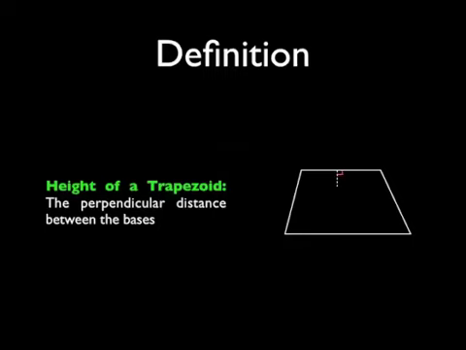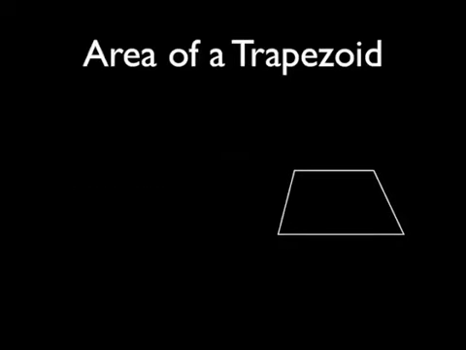Because parallel lines do not intersect, the distance between them is constant. So that makes this the perfect distance to use as the height of the trapezoid. Knowing that, let's now talk about the formula for the area of a trapezoid.